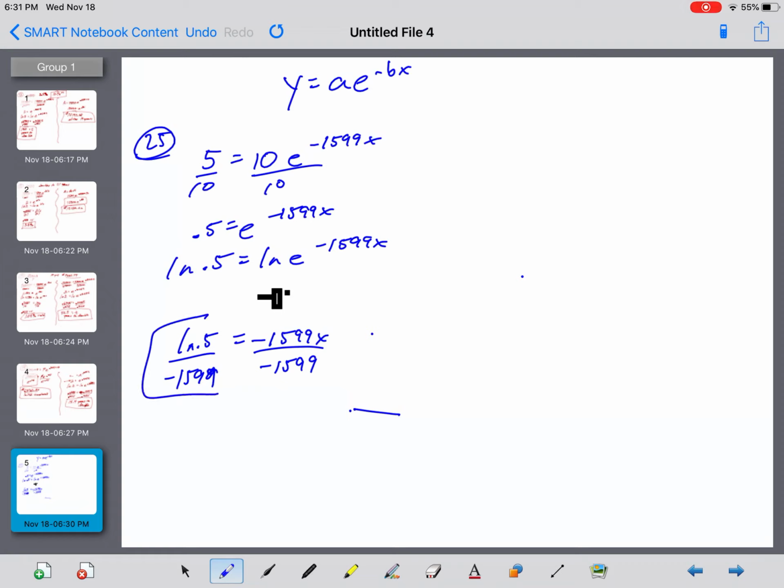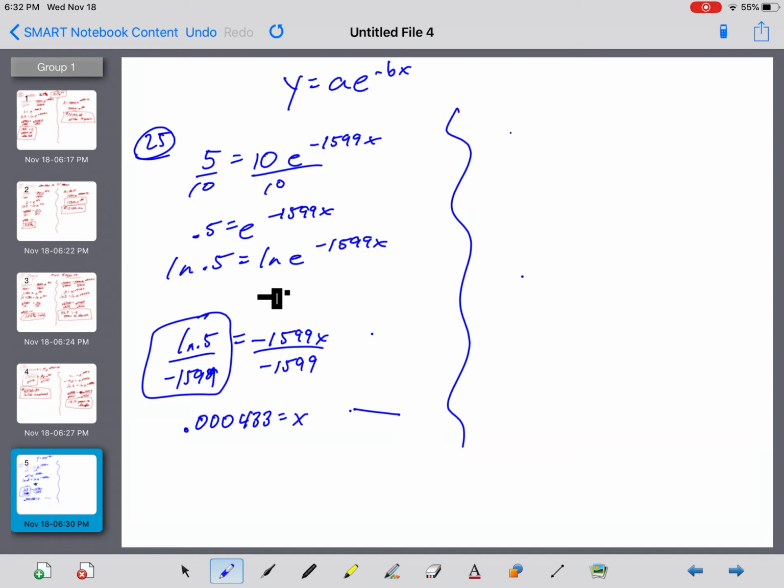And you can type all this into your calculator. Natural log of 0.5, close the parentheses, divided by negative 1599. You get a scientific notation number, it's like times 10 to the negative 4, but what it works out to be is 0.000433. So that's the yearly decay rate of this element, whatever it is. I don't even look what element it was.